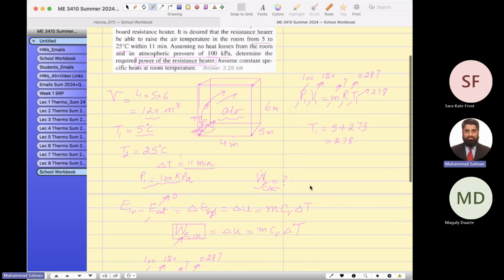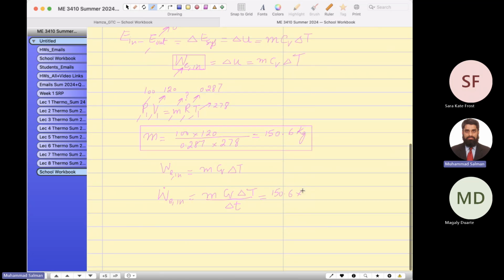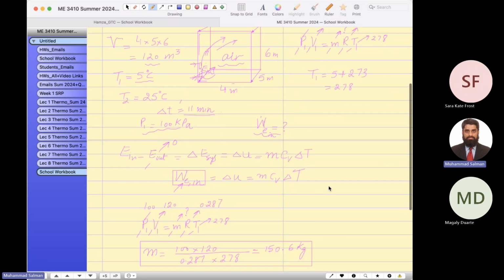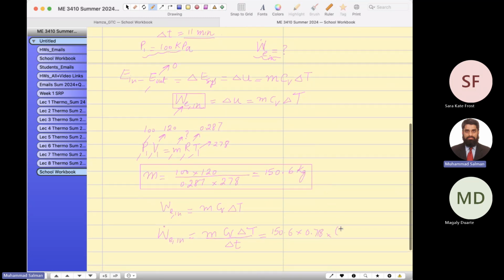Cv, according to the table, is given as 0.718 for air. You can check it later on. And delta T is 25 minus 5. You don't need to worry about converting it into Kelvin first, because a rise or fall in Celsius and Kelvin is the same. And 11 minutes needs to be converted into seconds.